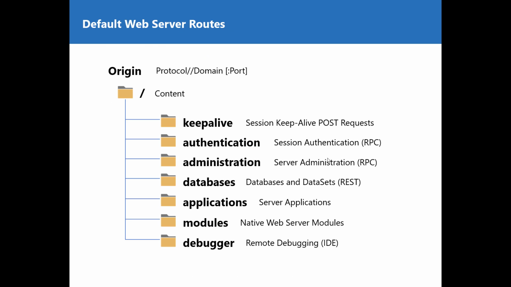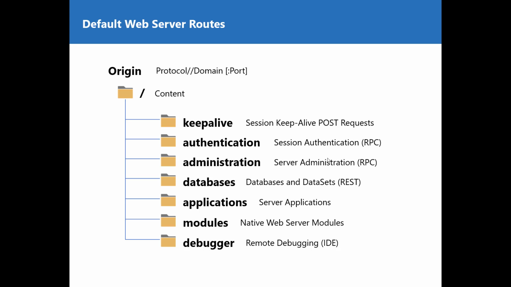So as far as routes, now again, these are web server routes from the perspective of the client. So this would be what you would use, for example, if you're typing a path in the browser, if you're trying to access something on the web server. So the origin or the root, the origin is of course going to be the protocol, which is HTTP or HTTPS.